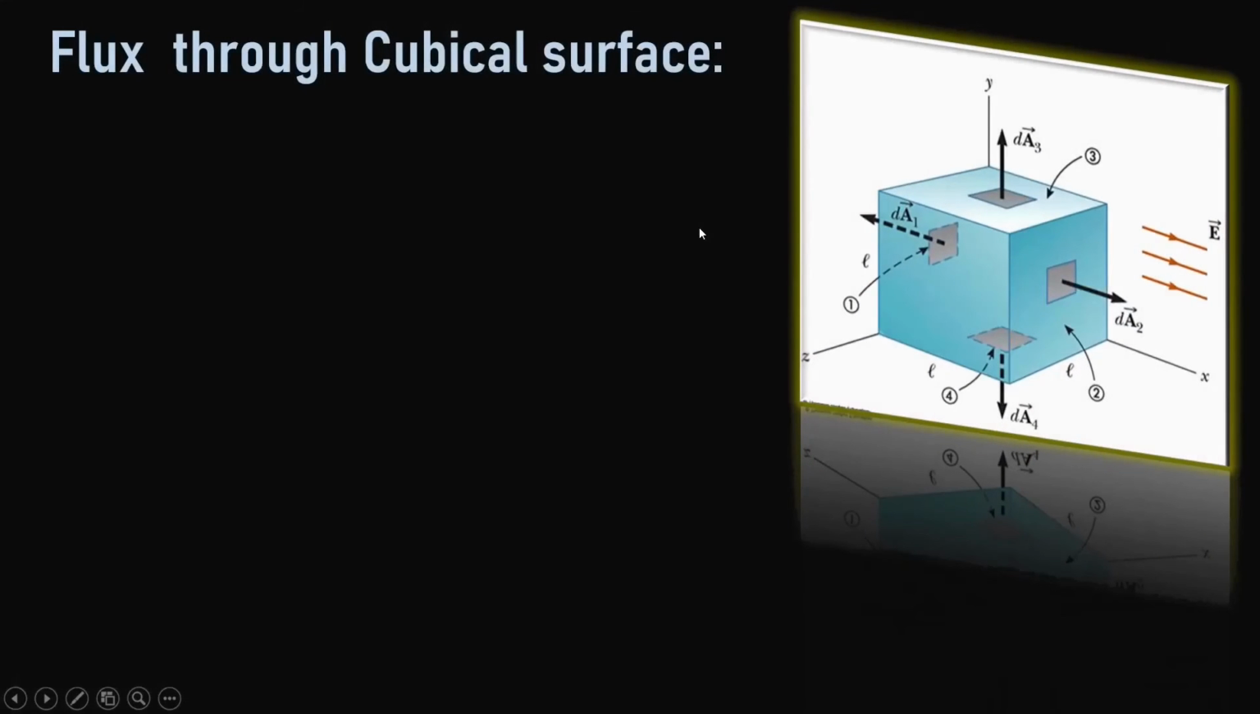Now let us see another important situation: flux through a cubical surface. This is generally asked, where we have a cube placed in space in a three-dimensional figure with x-axis, y-axis and z-axis. In this figure, again we have to see the direction of the electric field, which is along the positive x-axis.